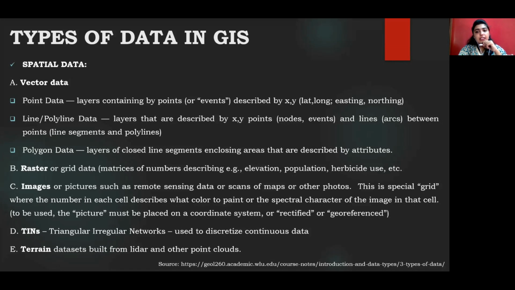Raster data or grid data are matrices of numbers describing maybe the elevation, maybe the population, maybe the herbicide use, etc. Then you have the images or the pictures, such as remote sensing data or scans of maps. Now, this is a special grid type of data. This is a special grid where each grid cell, or each pixel in that case, has a number and a specific color. Each and every pixel has a specific color and a specific number, which will be used further for analysis.